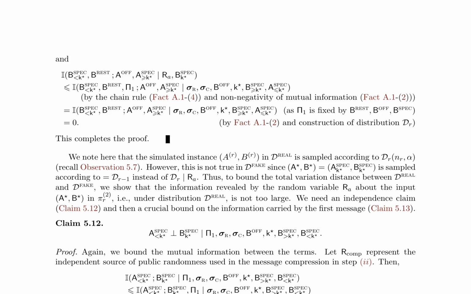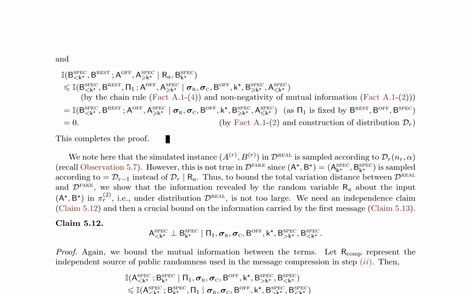The paper discusses the information theoretic analysis of a specific quantum communication protocol, focusing on the mutual information between different components of the system. It begins by establishing a chain rule for mutual information, which is used to bound the mutual information between two sets of variables in the protocol. This bound is crucial for understanding the flow of information within the system and how it affects the overall performance of the quantum communication protocol.